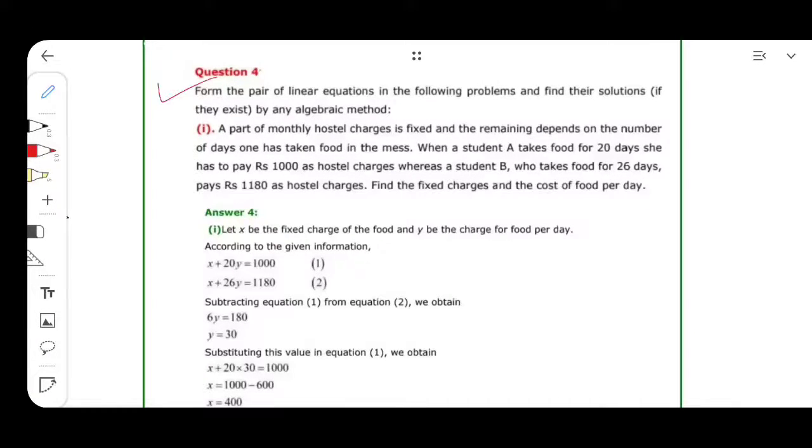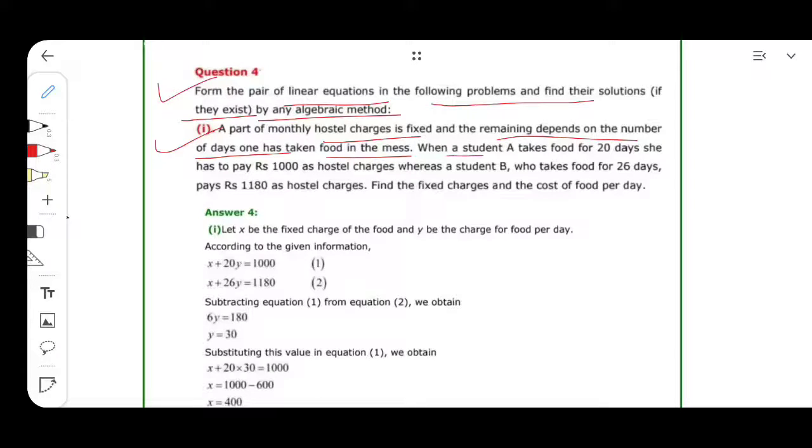Question number 4. Form the pair of linear equations in the following problems and find their solutions if they exist by any algebraic method. So let's see. First part. A part of monthly hostel charges is fixed and the remaining depends on the number of days one has taken food in the mess.